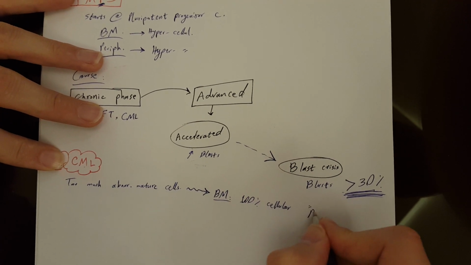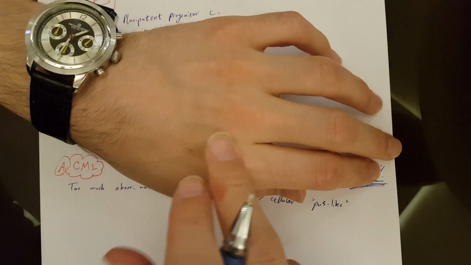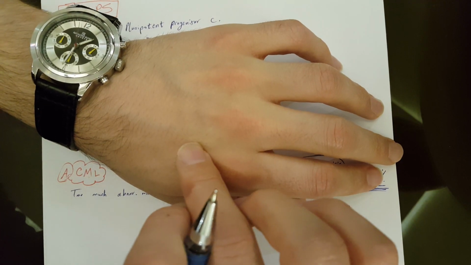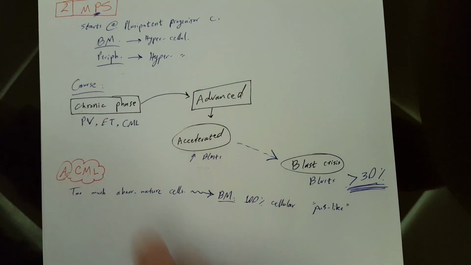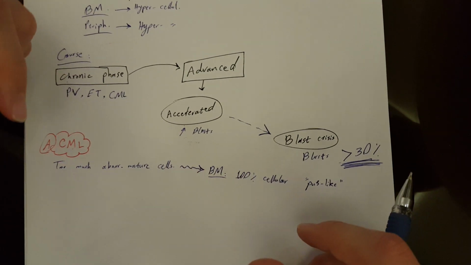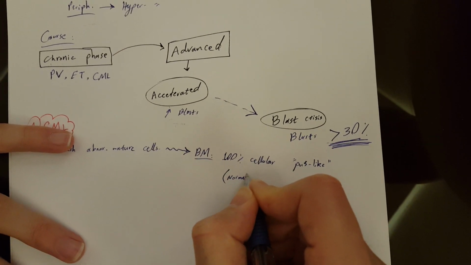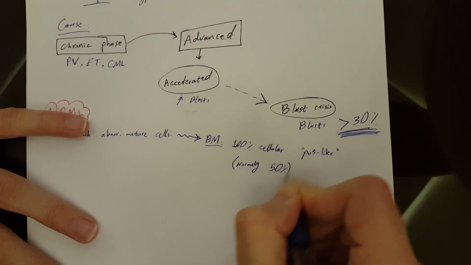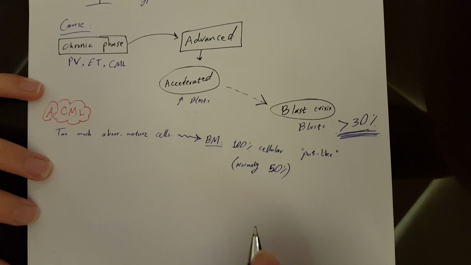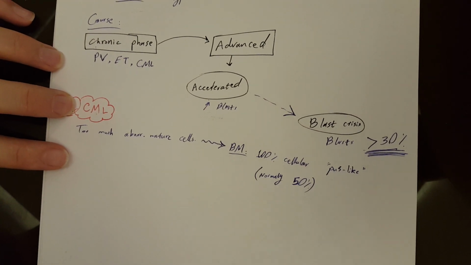And that's why they call it pus-like, because it's full of cells. You know when you have an injury and the white blood cells come in, then there's pus. It's because of them. Imagine the bone marrow is 100% cellular. By the way, the normal range is normally 50%. So imagine. What are the characteristics of CML that are found in here?